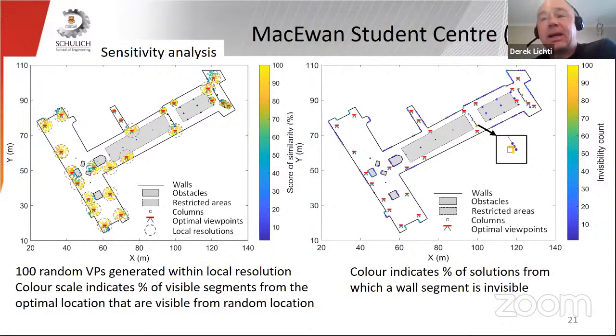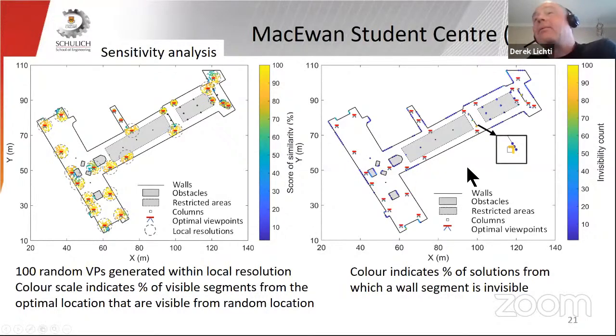a color scale indicating the proportion of solutions from which the wall segment is not visible. Okay, so this is the invisibility count. In most cases, you will see the wall segments do not have any colored dots on them. And that means that the invisibility count is 0. So 100% of the random solutions can see that particular wall segment. But there are some locations where it's maybe only 10% or so.